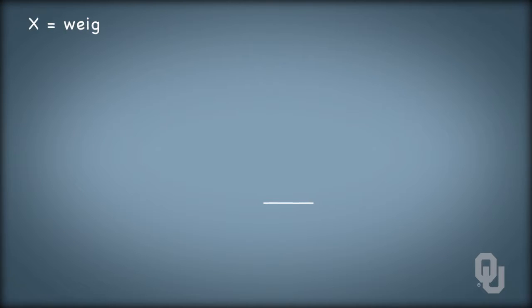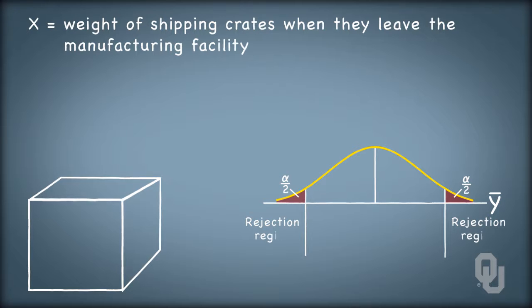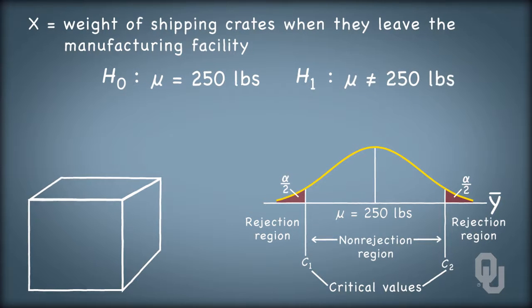Let's consider random variable x to be the weight of shipping crates that leave a manufacturing facility. We want to know if the mean weight of crates is 250 pounds or if it's not 250 pounds. That is, the null hypothesis is that the mean weight is equal to 250, and the alternative hypothesis is that the mean weight is not 250. What would have to happen for us to reject H0? That is, in what way would the mean not really be 250 pounds?